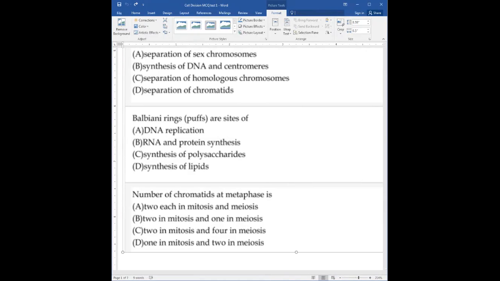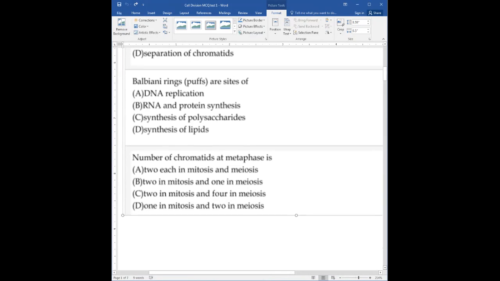Okay, so guys, keep this thing in mind. This is a very important question. Balbiani rings appear in your prophase one, and why is it? It is to show that RNA and protein synthesis is taking place.